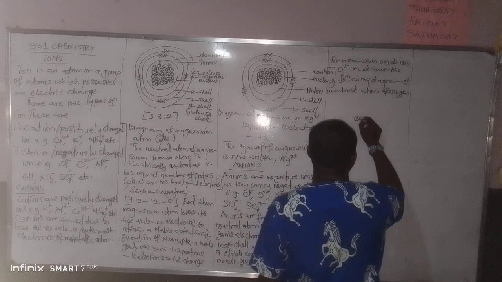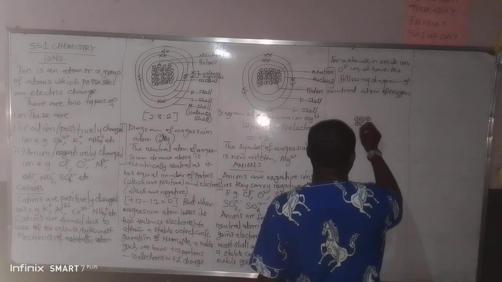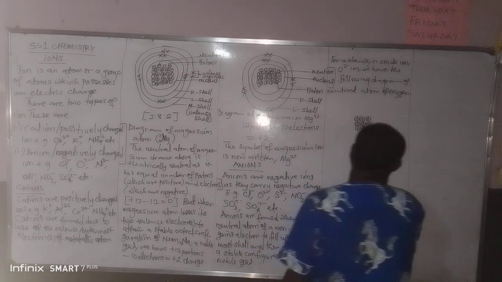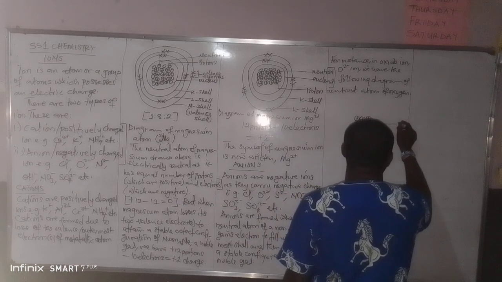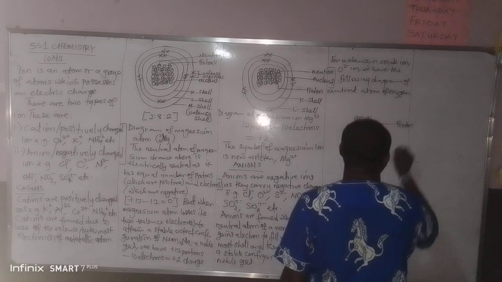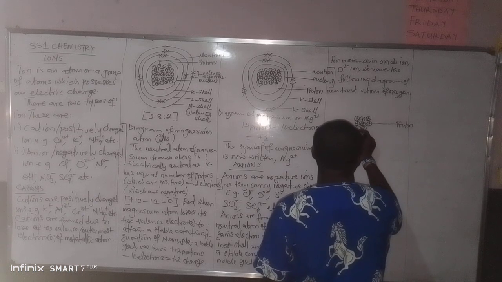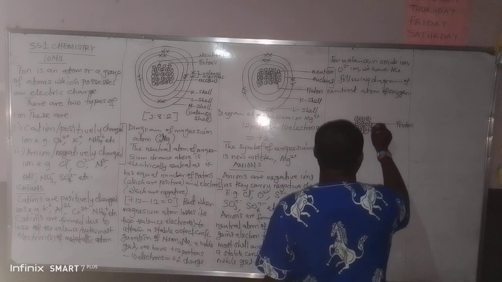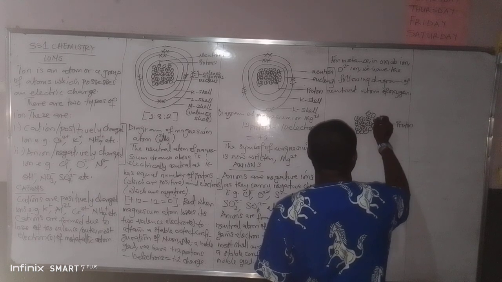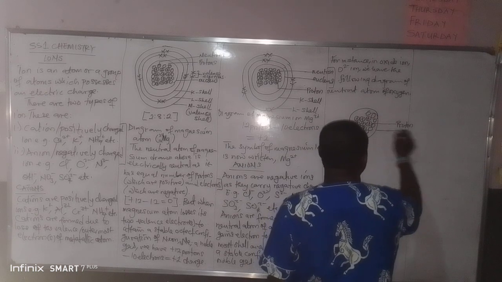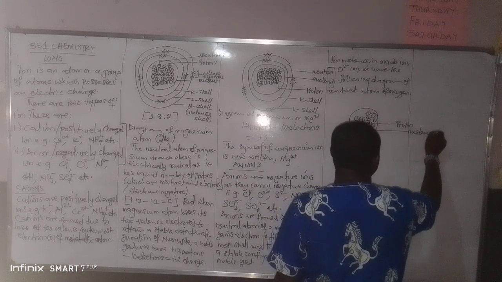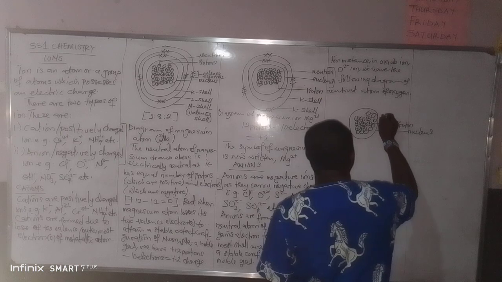Alright, oxygen is number 8. You have 1, 2, 3, 4, 5, 6, 7, 8. That's the proton number. Proton is 8. Then neutron is also 8. Then we have the nucleus.